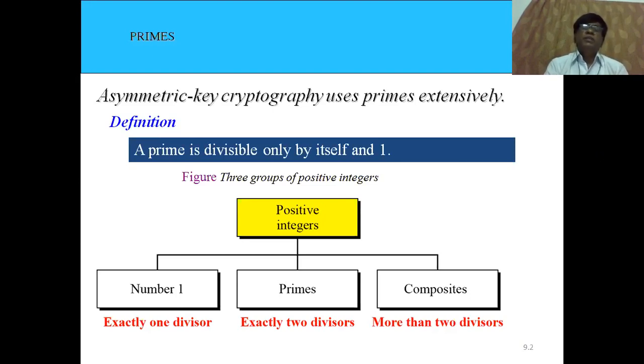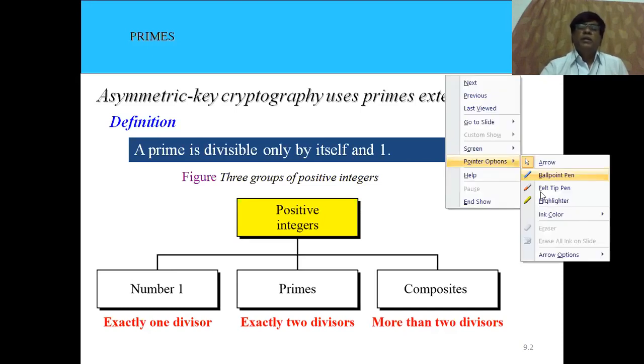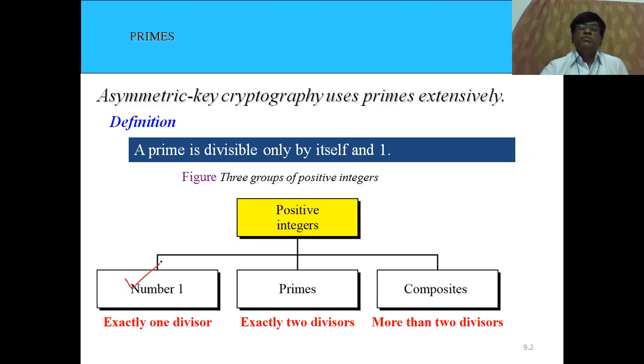So what is a prime number? Generally, a prime is divisible only by itself and the number one. That is the prime number. Generally, there are three types of numbers. The number 1 is one group, which has exactly one divisor, always 1.